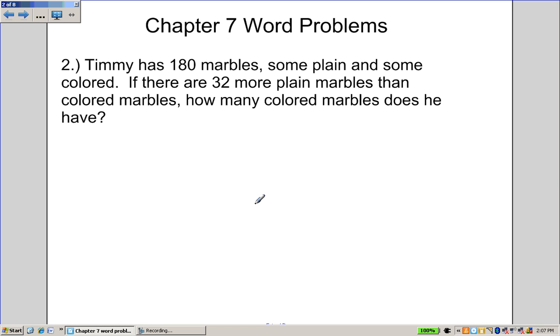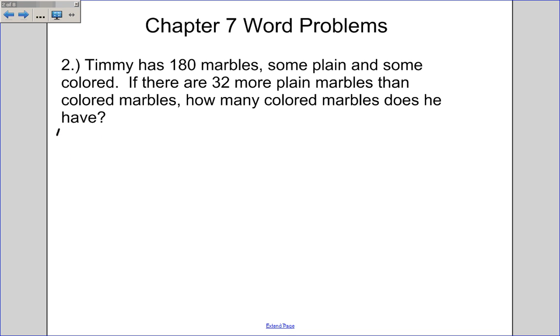Timmy has 180 marbles, some plain, some colored. If there are 32 more plain marbles than colored marbles, how many colored marbles does he have? Well, I'm going to put my little reminder over here. Let, write, solve, check, and sentence. Okay, so let's sort of put this together, see what's going on.